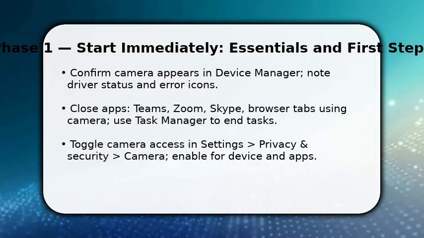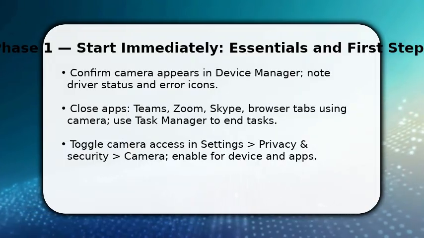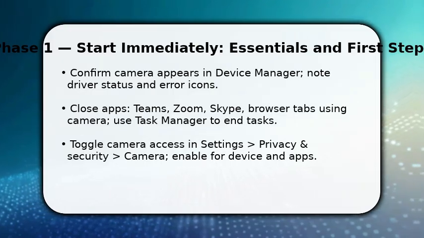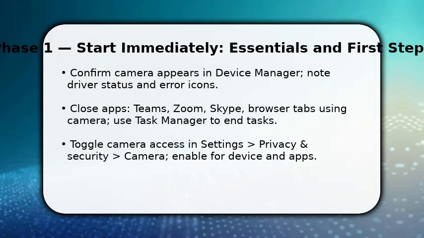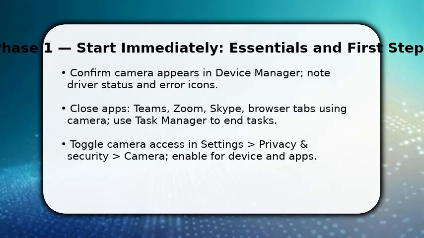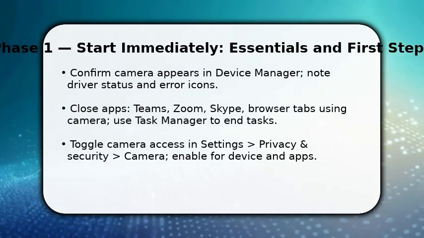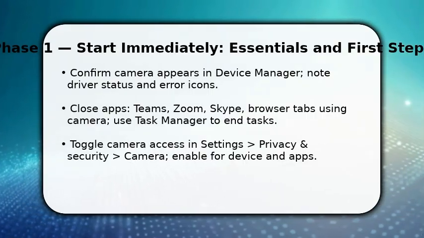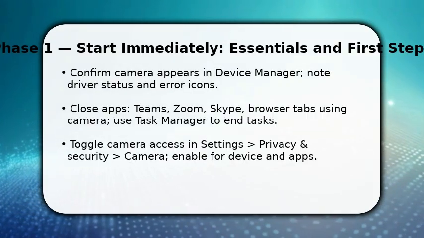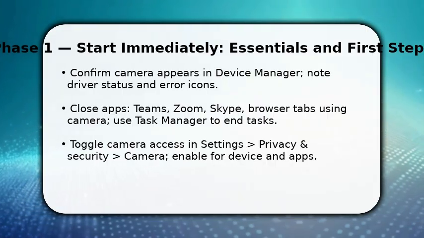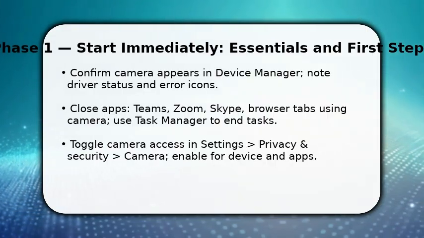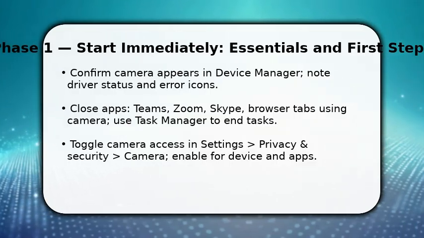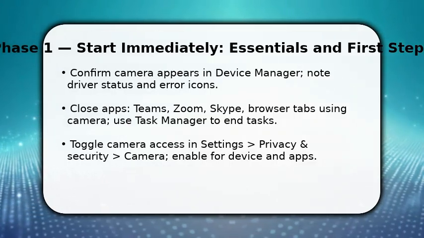You start by confirming the camera is recognized in Device Manager and noting any driver warnings. Next, close all known apps that can use the camera, Teams, Zoom, Skype, and any browser tabs, then open Task Manager and end lingering camera processes. Once done, go to Settings, Privacy and Security, Camera, and make sure camera access is enabled for the device and the specific apps you need. This prevents permission blocks and clarifies whether the issue is access or a stuck process.